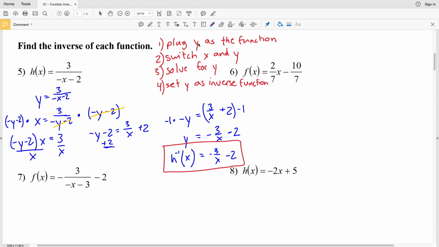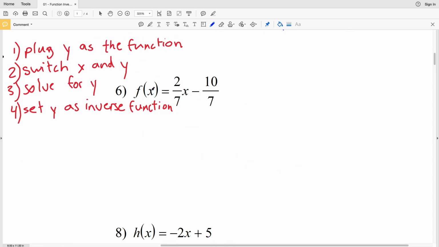Now remembering our steps 1 through 4, let's complete number 6. So let's do the first step. We're going to plug y in as the function. So f of x, I'm going to plug in y. So y equals 2/7 x minus 10/7. Now I'm going to switch x and y. So we'll have that x equals 2/7 y minus 10/7.